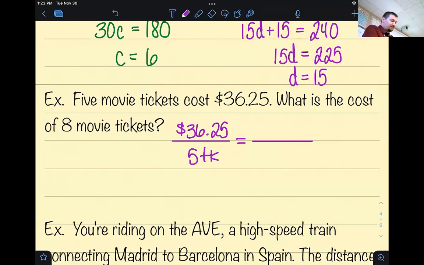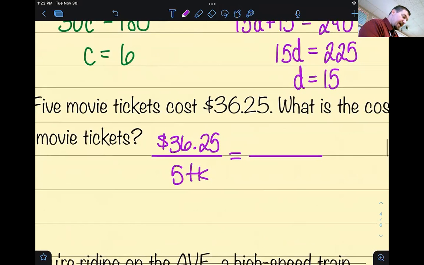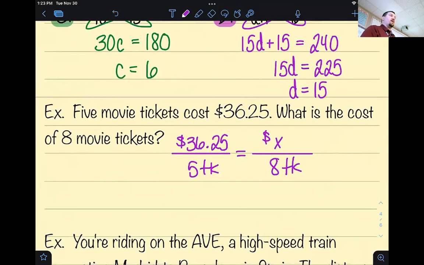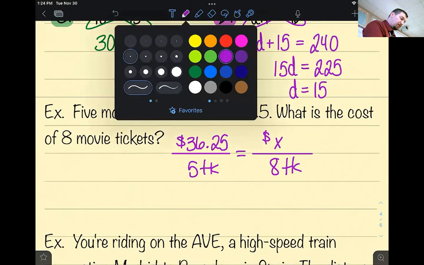Jace, thanks for volunteering. Where should I put 8 tickets in the next ratio, top or bottom? Where the other tickets were, right? That would make sense, right? So we're going to say X dollars for 8 tickets. That is worth a point. And then we're going to cross multiply it to get our answer. So set up the proportion and then cross multiply.